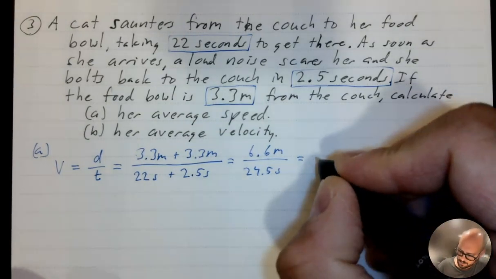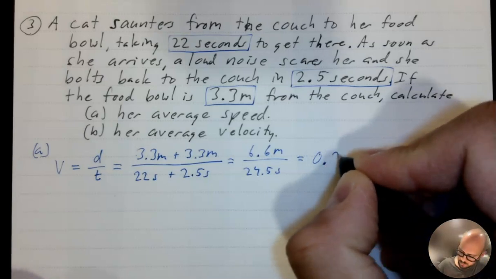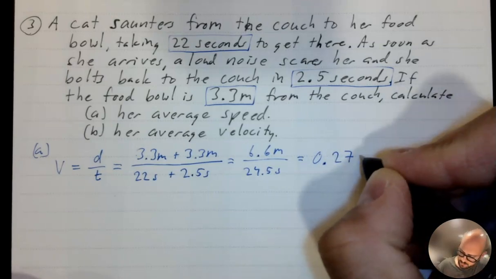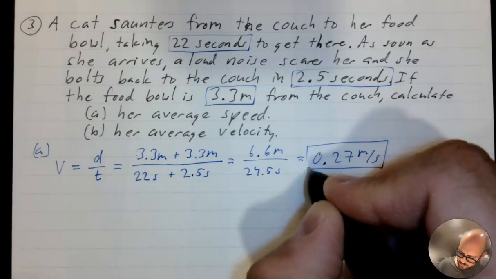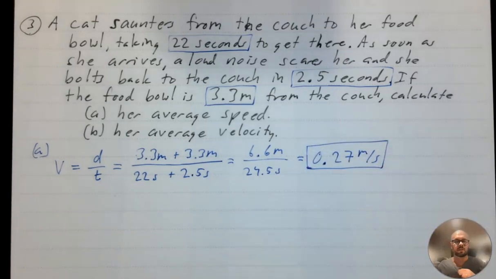And this average speed is 0.27 meters per second. Speed is a scalar quantity, so I don't need any direction there. The cat actually changes direction, and so it's just the magnitude that is the speed.